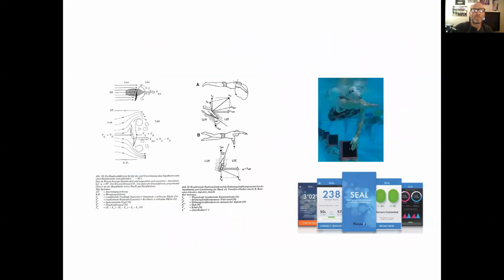But we've really been focusing on the physics of sports like swimming, and we've talked about propulsive forces, we've talked about resistance forces during swimming, factors that affect each of those, how to measure some of those forces as well. And that's been an important part of this class.